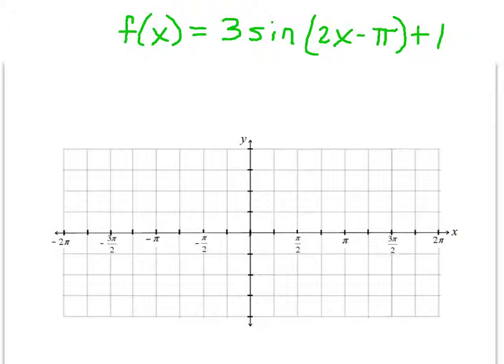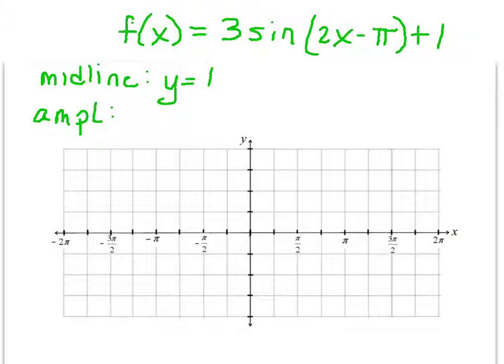The first thing I want to do is jot down some of the key features of this wave. The first one I'm going to jot down is the midline. And the midline for this sine wave is y equals 1, and the reason is that plus 1 right there. Typically a sine wave has a midline right along the x-axis, but this sine wave will have its midline up at y equals 1.